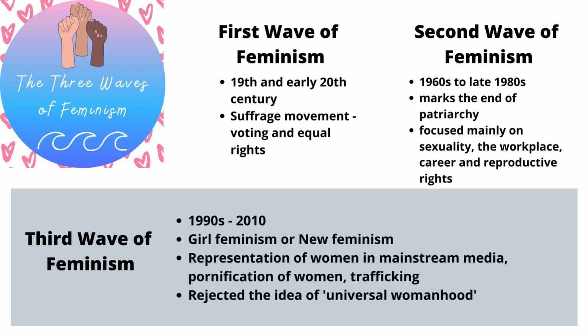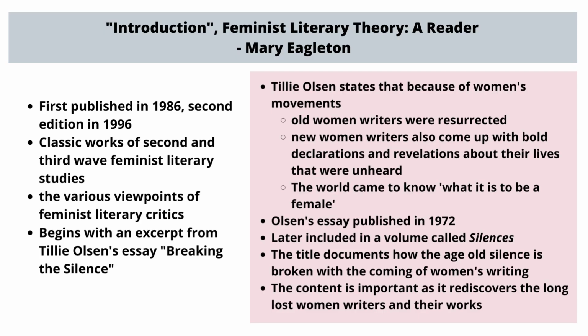As a result of the first and the second wave, women attained the right to vote. Then they also got the Equal Pay Act. Now the text, Feminist Literary Theory, a Reader, was first published in 1986.